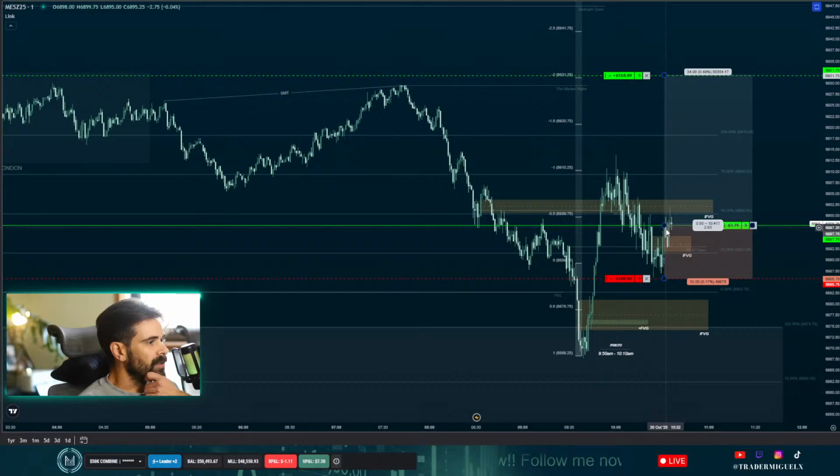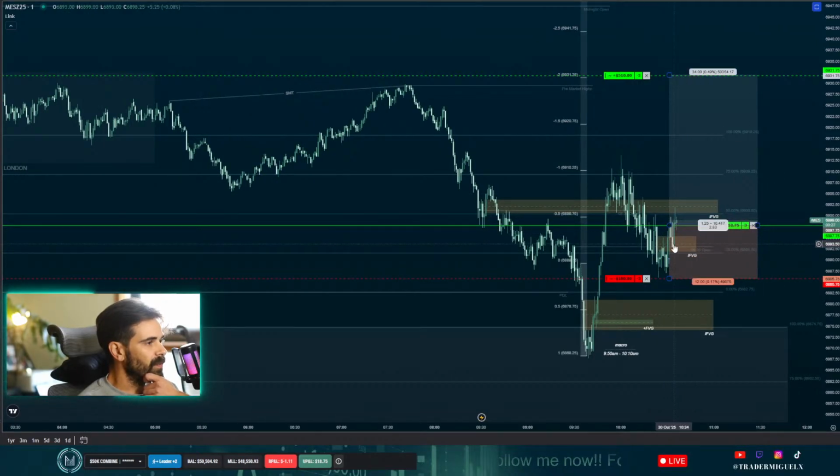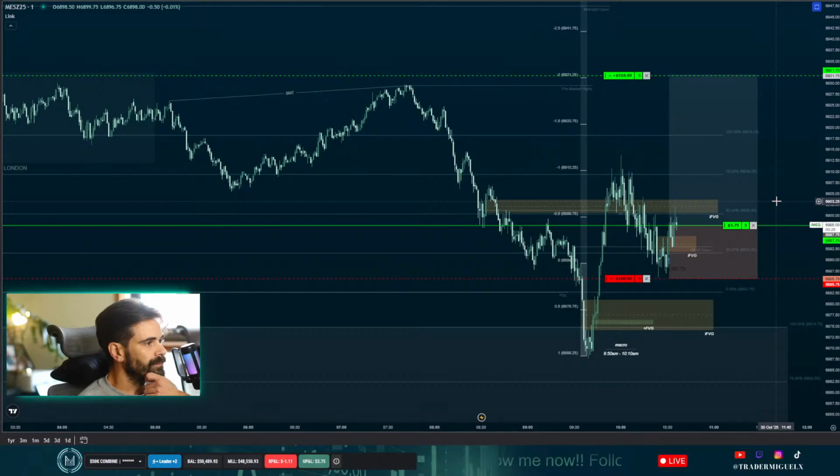Not a convinced close above this supposed order block. Let's see. I don't like how price came here and rejected right away, 50%. I need to see it drive higher.